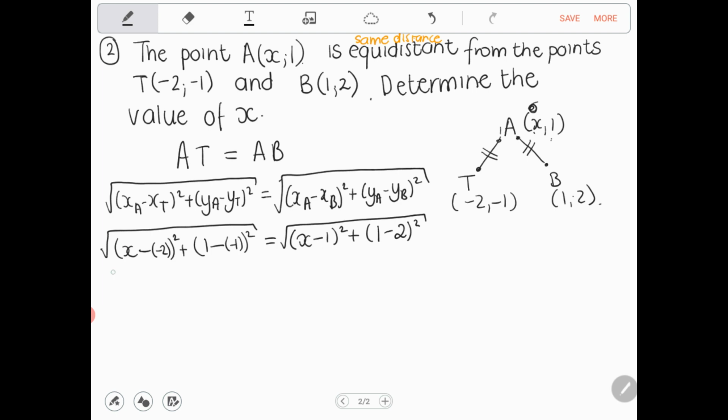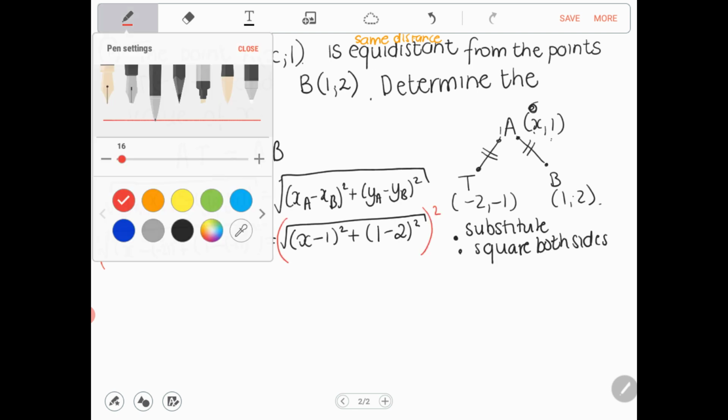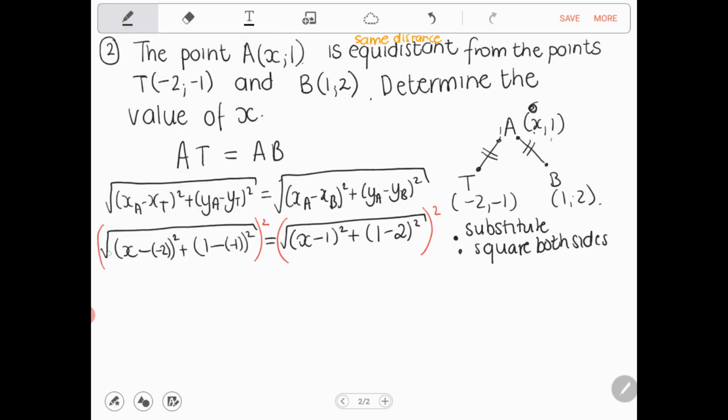Okay, again, these square root signs make one term on each side. So after we've substituted, we're going to square both sides to get rid of those square root signs because it's one term on each side. Okay, so let's square this side, and let's square that side. Okay, so the square and the square root would cancel each other. So now we're working on the inside.